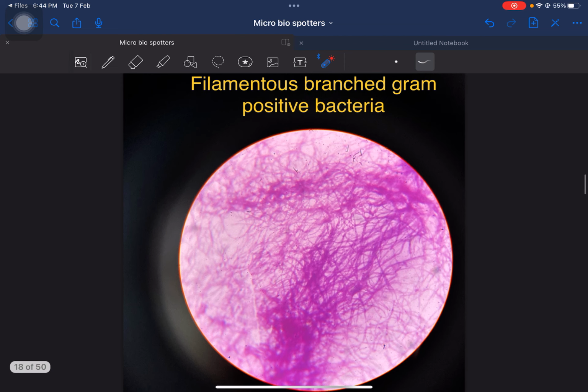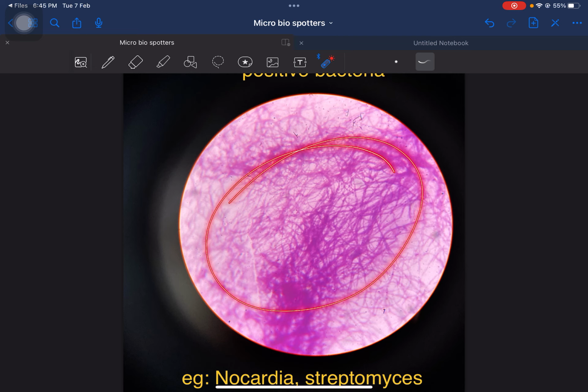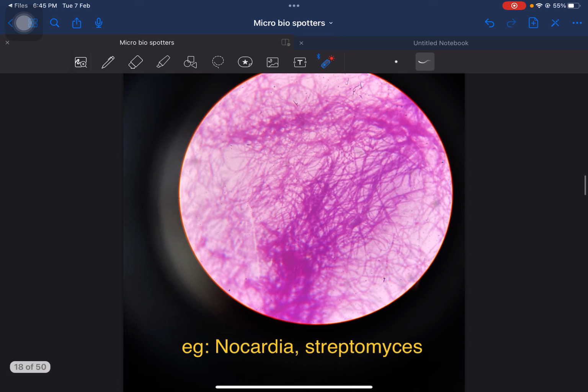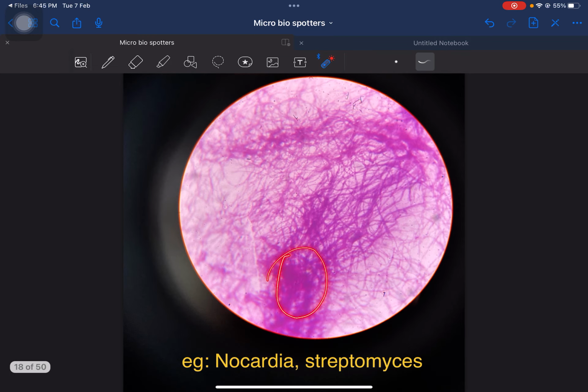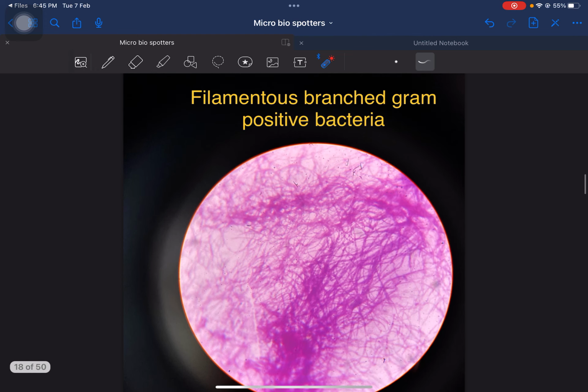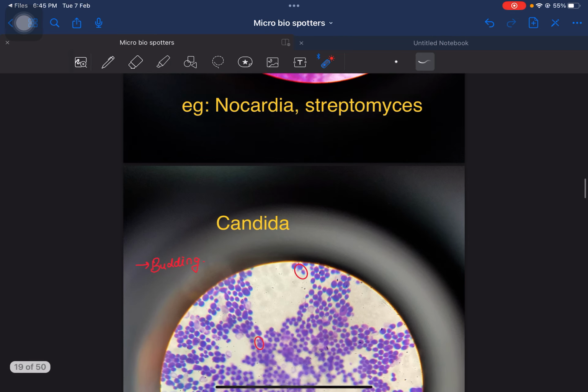It is filamentous branching gram positive bacteria. You have to identify and memorize this picture as a whole. You can see the gram positive behavior, since it is quite violet in color and it is very branched in structure. So examples are Nocardia and Streptomyces.